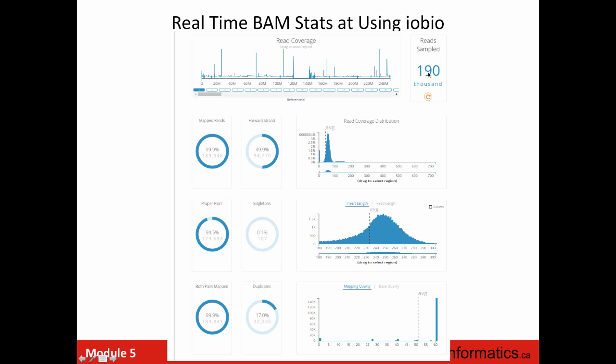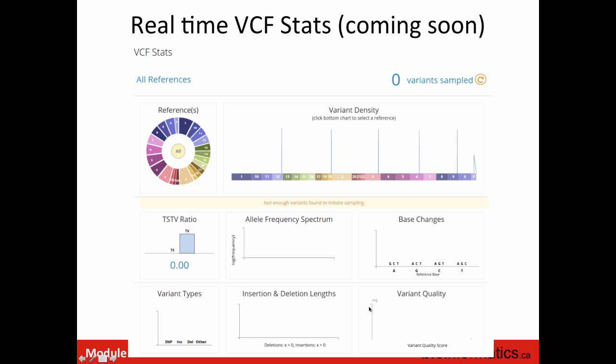If you go to it, it will tell you the coverage. You can even zoom in on different chromosomes to get a sense of the coverage in those regions. It will give you all kinds of reads information as well. So it's kind of cool. There's also a similar page for VCF that's being developed, where you can visualize your base changes or your variants along the chromosome. This is being developed right now.